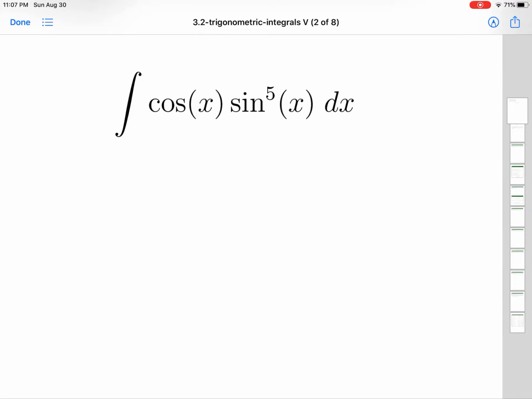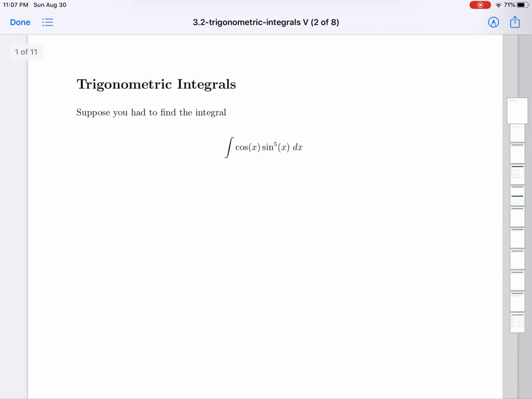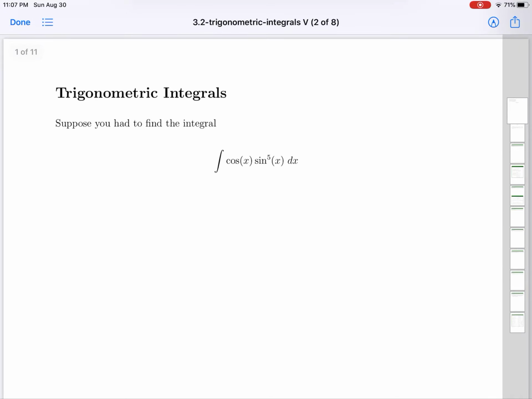Hey everyone, so as you guys can see, we are in 3.2. Let me go ahead and zoom out. I don't have my number there for us, but we are in 3.2, and we are working with trigonometric integrals.